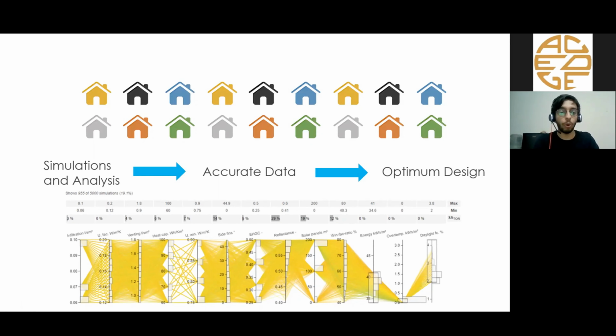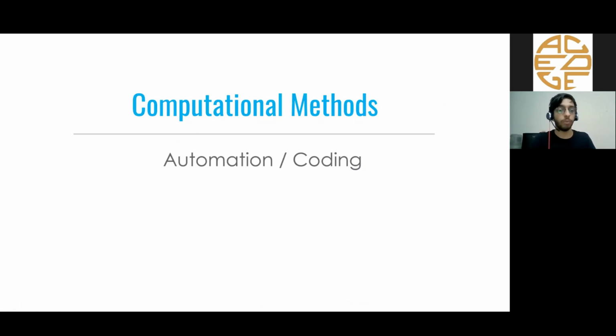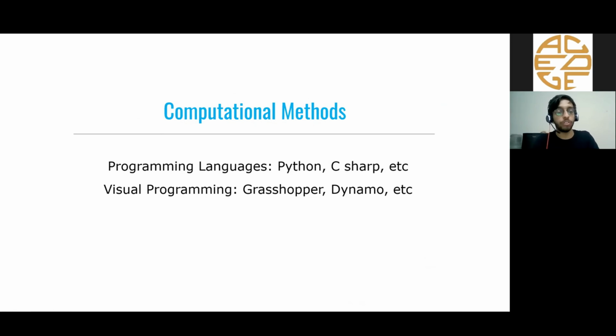But to do all the analysis one by one, to do 5,000 simulations one by one, is next to impossible. So that's why we use things like automation and coding. And we use scripting languages like Python, C#, and visual programming languages like Grasshopper and Dynamo.